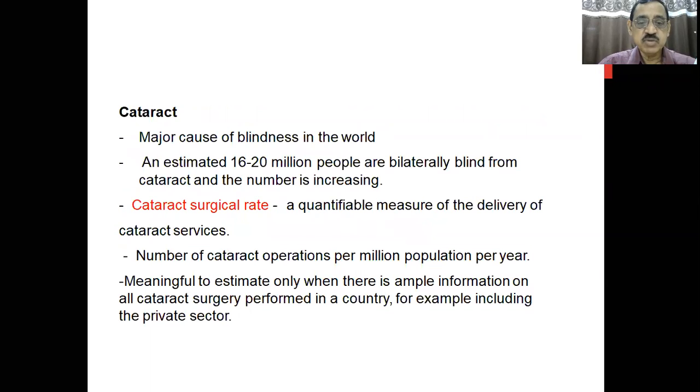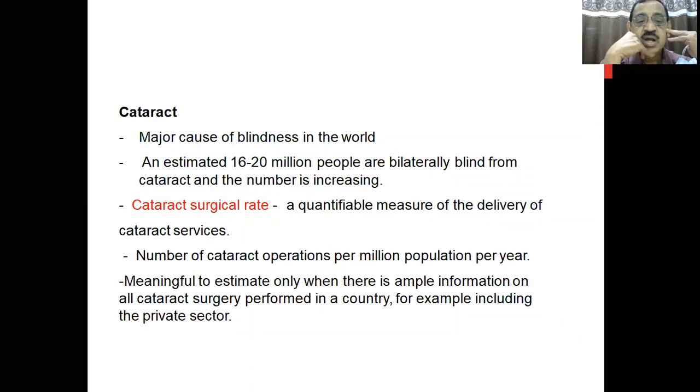So the first and foremost is cataract. This is actually a major cause of blindness in the world, and in India it is also the major cause of blindness, because there is already a backlog, though we are operating, and fresh cases are being added to the backlog. So there are nearly an estimated 16 to 20 million people who are bilaterally blind from cataract at any time, and the number is increasing because fresh cases are being added.